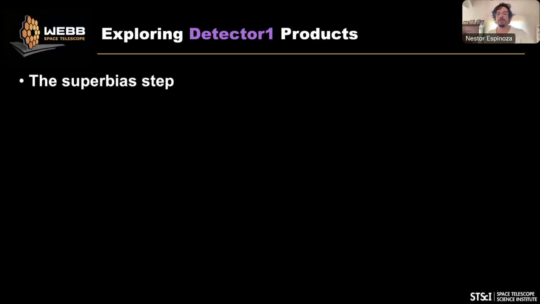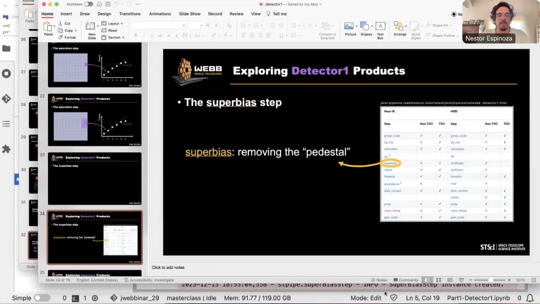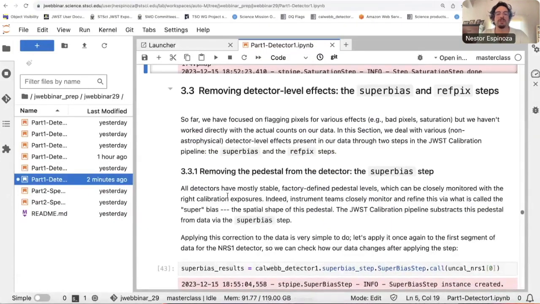The very first one that we do in near-infrared detectors is this super bias step. And what the super bias step does is remove the detector pedestal. It's sort of constant on every group, every integration, set from when the detector was made. So this is something that has been measured on sky, and the instrument teams are constantly updating this super bias and uploading them as reference files too. What this does is fetch the super bias from this server, apply it to your data and remove that, and then your data looks much prettier. How much prettier? I'm going to show you in a second.